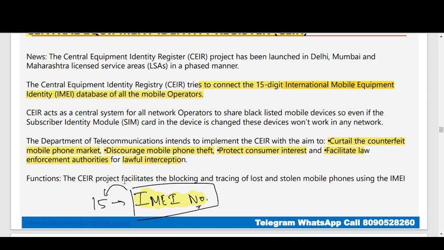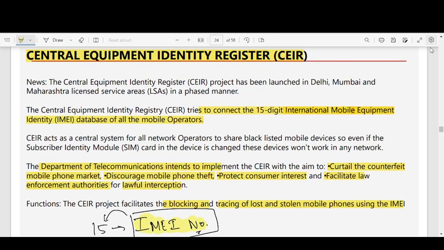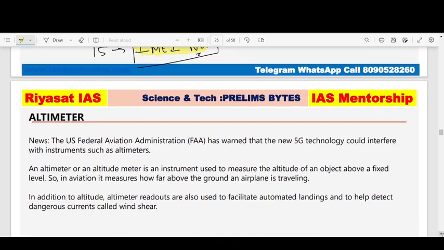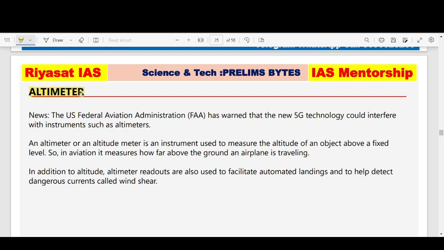You also need to know that this is being implemented by the Department of Telecommunication. Clear? And blocking and tracing of a lost phone can also be done using the IMEI number. So that is why it is very important. Clear? So this is everything about your CEIR. I hope it is clear to you. Let us move to the next topic, that is your altimeter.